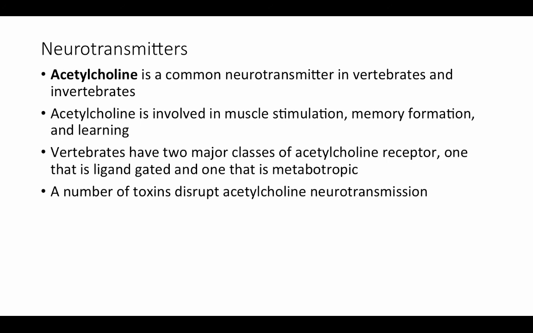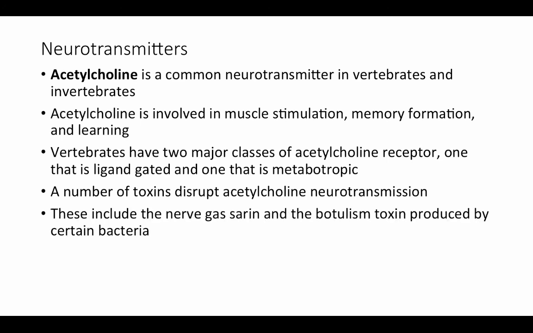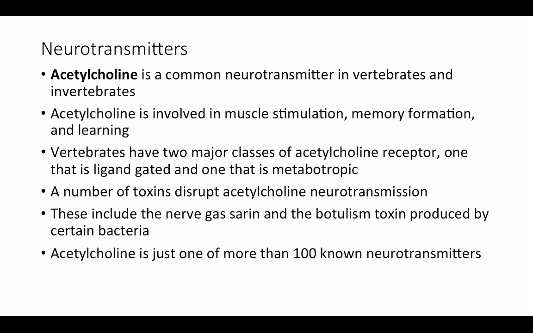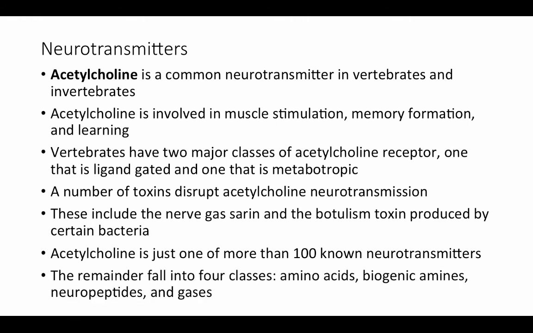A number of toxins disrupt acetylcholine neurotransmission. For example, the nerve gas sarin inhibits the enzyme that breaks down acetylcholine, so that acetylcholine remains in the neuromuscular junction and causes constant, uncontrolled contraction of muscles. Botulism toxin paralyzes muscles and is produced by certain bacteria. And acetylcholine is just one of more than 100 known neurotransmitters, and these fall into a couple of major categories: amino acids, biogenic amines, neuropeptides, and gases.